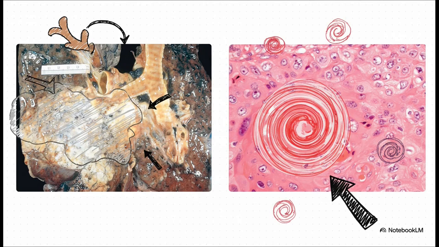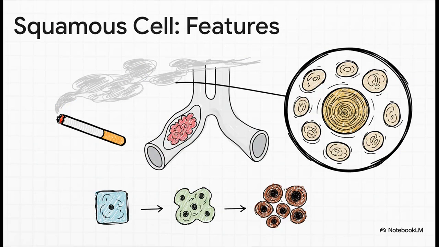Now let's compare that with squamous cell carcinoma. See the difference? On the left, the gross image shows a central mass coming from a major bronchus near the hilum. This is classic. And on the right, this is the money shot. That pink swirly thing is a keratin pearl. If you see this, you can be 99% sure you are looking at squamous cell carcinoma. It's a dead giveaway.